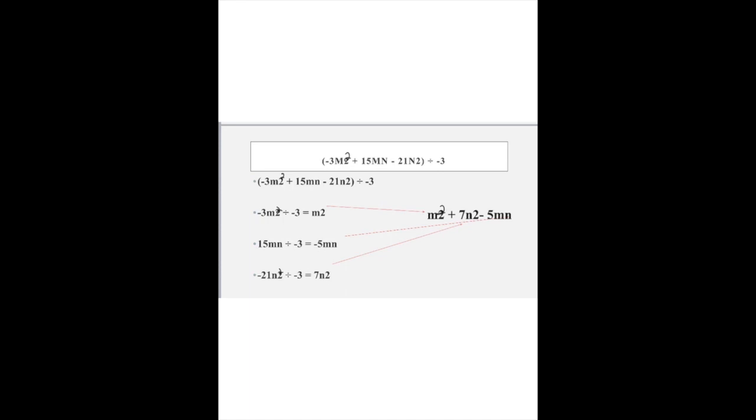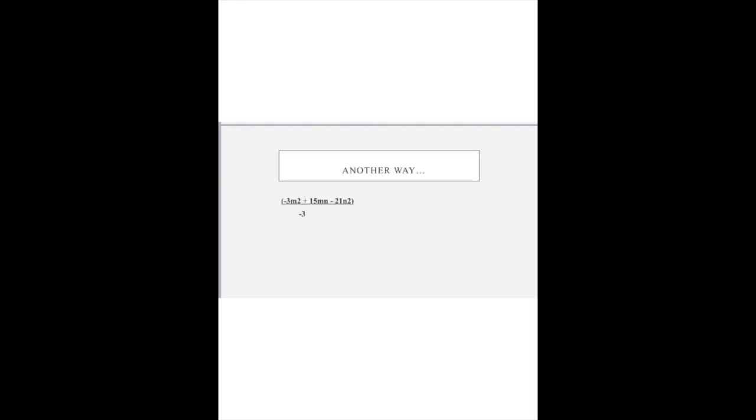So 3m squared divided by negative 3 equals m squared. Negative 3 into 15mn, the negative 3 can only divide into the 15, so that gives us negative 5 here. And mn will just carry through, and then n squared, so negative 3 into negative 21 will give us 7n squared. So you can write it in this format, but my preference, as I mentioned earlier, is to write it in this format. So then we can look at what happens when we divide into that.